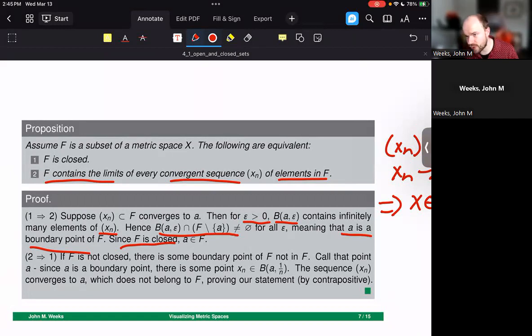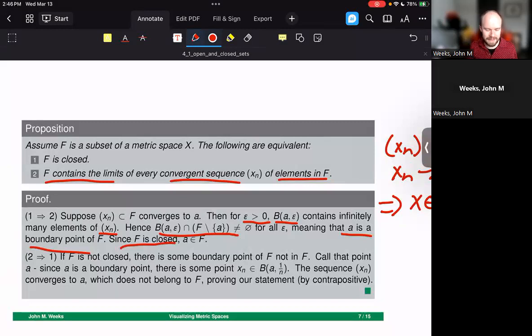So notice that our approach there was to claim that A was a boundary point because there were so many elements of F inside of any open ball around the point A. The sequence was a huge help, by the way. It's exactly the infinitely many elements that we needed. Let's go the opposite direction. But notice we're going to do it using the contrapositive.